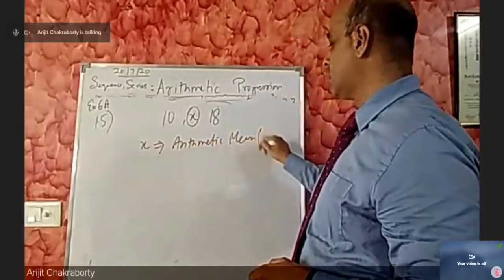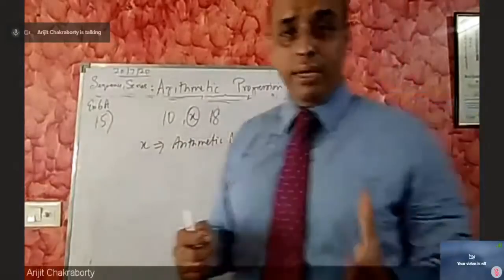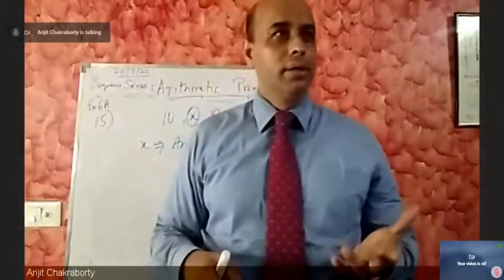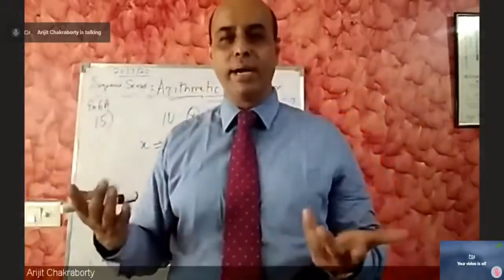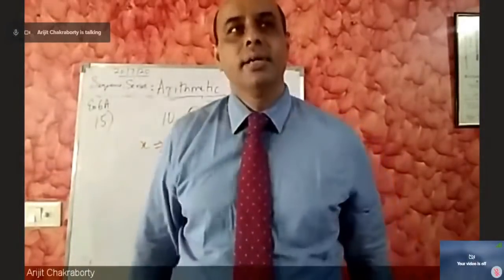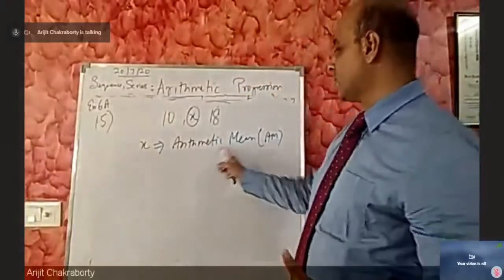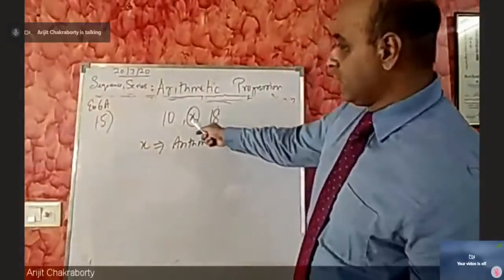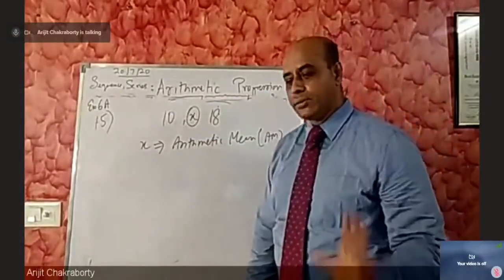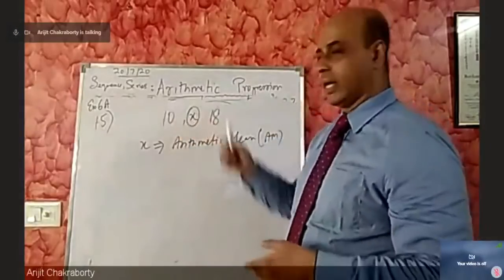Arithmetic mean. You know mean means average. Mean, M-E-A-N. Normally we use mean for negative. Mean-minded person. Mean-minded means mentality is not good. Mean-minded. Narrow-minded. But mean in mathematics means average. Arithmetic mean, geometric mean, harmonic mean. So this means average. So arithmetic mean is arithmetic average. So if I insert x here, then x will be the average of 10 and 18.